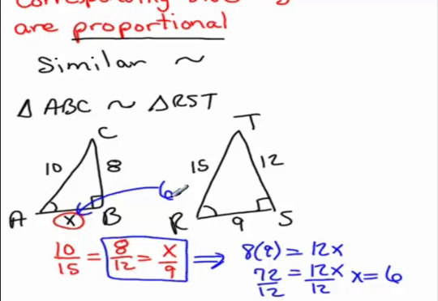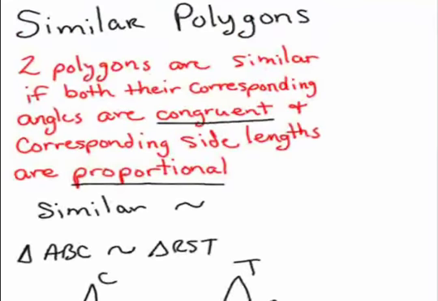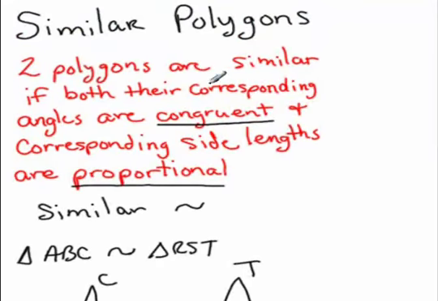Our problems that we have are endless to use. The main thing we do need to remember is that if we have similar polygons, we know that the angles are going to be congruent and the side lengths are proportional.